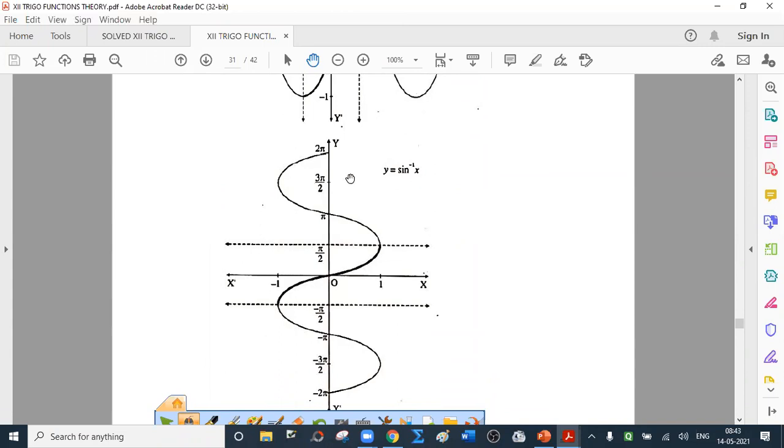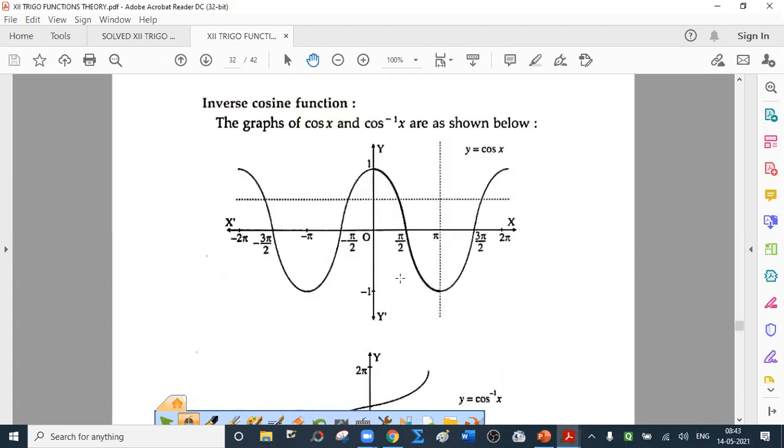And what is the range? Range is minus pi by 2 to plus pi by 2. So this is in fact the graph of y equal to sine inverse x. Is that clear? See, I already uploaded this file on the website. So just listen. Now this is about cosine function.